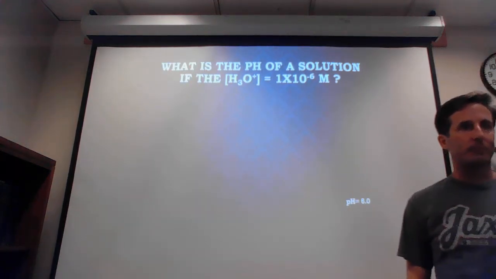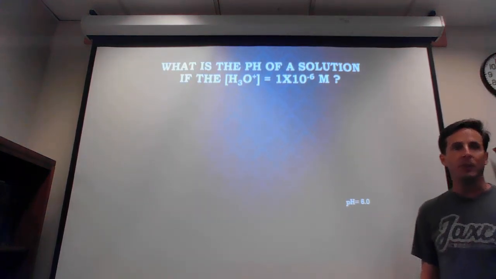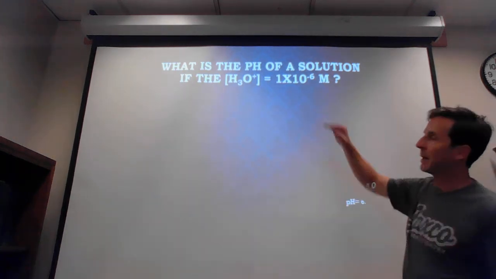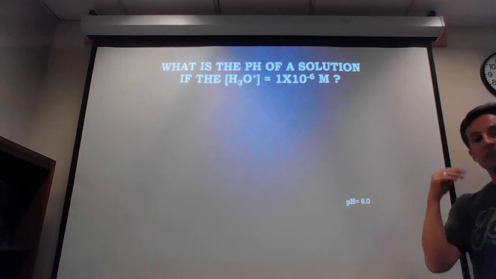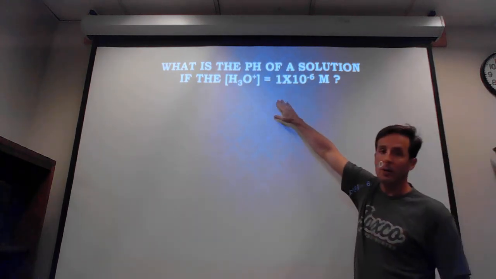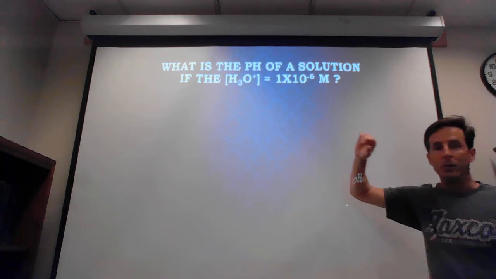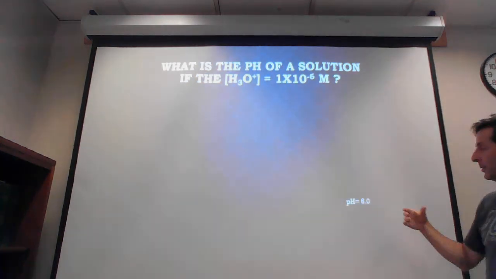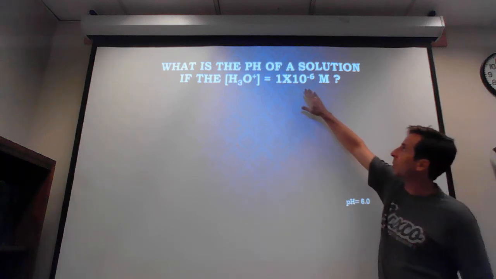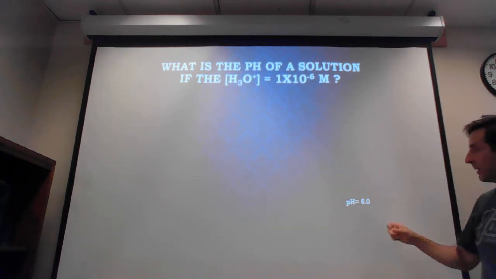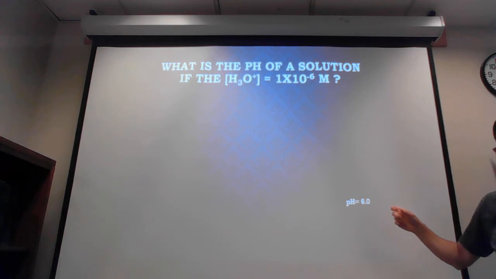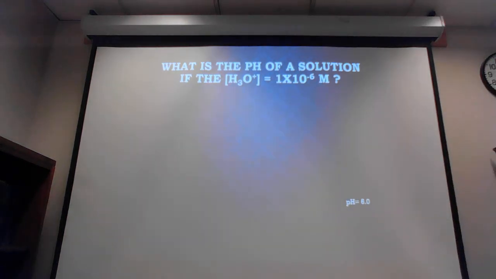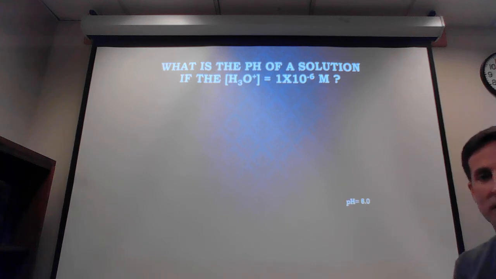So let's try it. What's the pH of a solution if the H3O concentration is 1 times 10 to the minus 6 molar? Well, you need to know that if you're given the H3O concentration, you take the negative log of the H3O concentration to get the pH. If you do that on this one, the negative log of 1 times 10 to the minus 6, the pH should come out to be 6.0. Okay? Now, one more thing about the things that you have to encounter with Mastering Chemistry and those things.